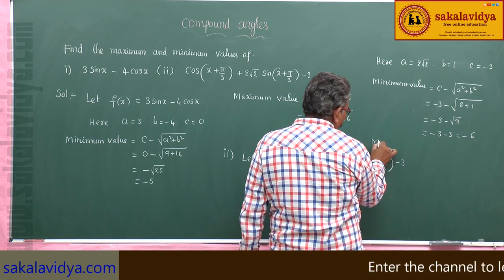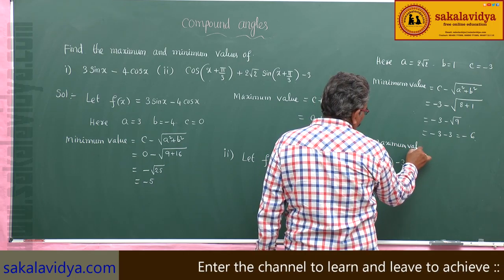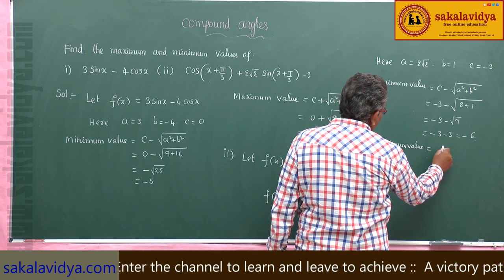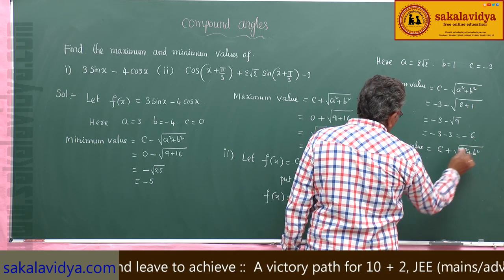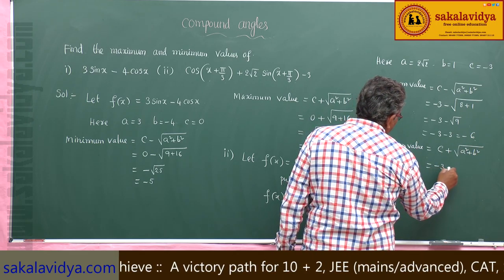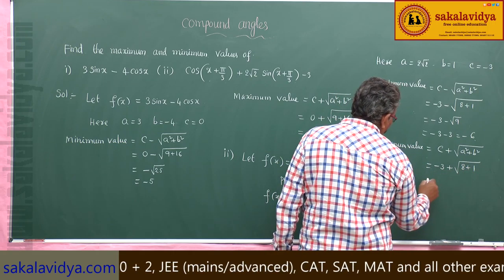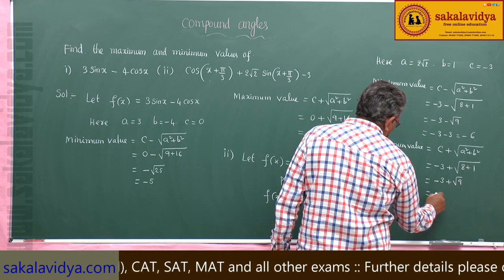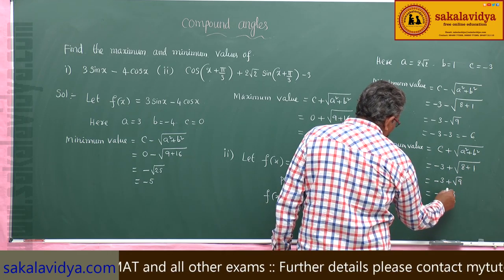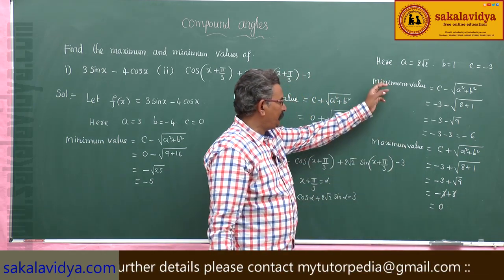Now, maximum value. Maximum value is equal to c plus root of a square plus b square. C is minus 3 plus root of a square plus b square is 8 plus 1. Minus 3 plus root 9. Minus 3 plus 3. Both cancel, 0. So, maximum is 0, minimum is minus 6.